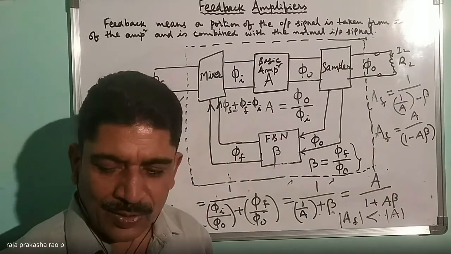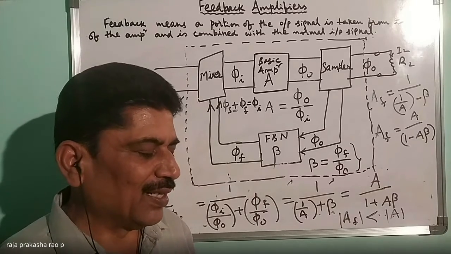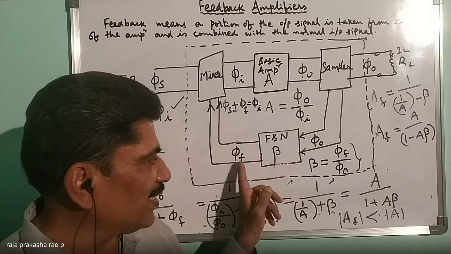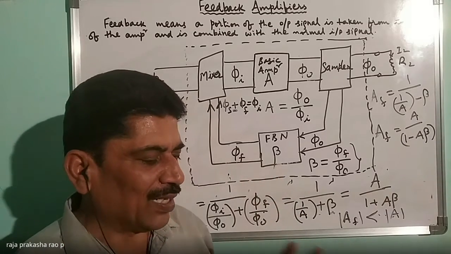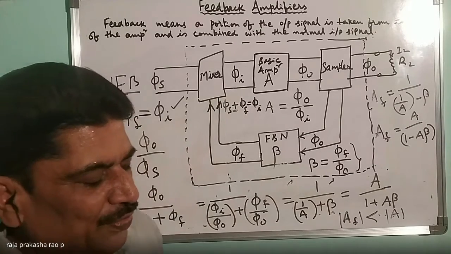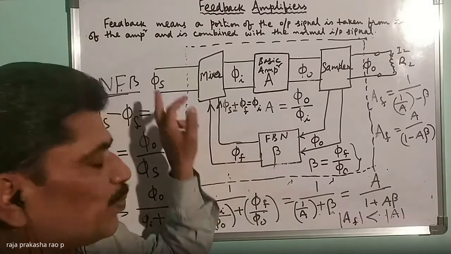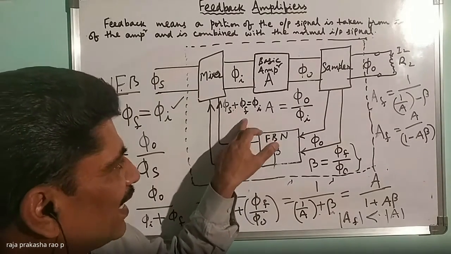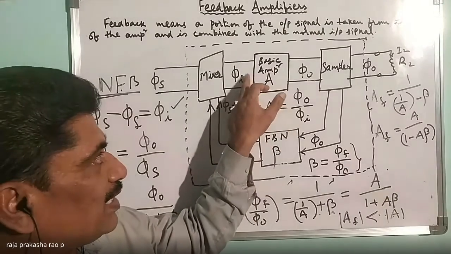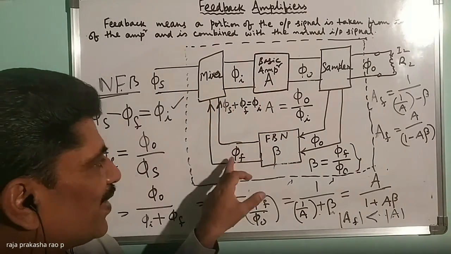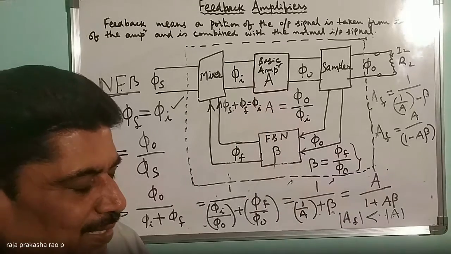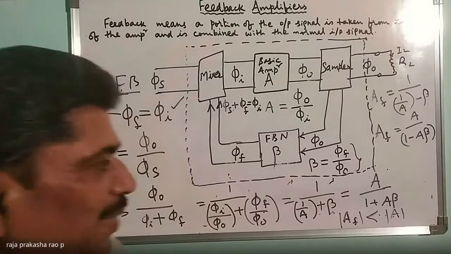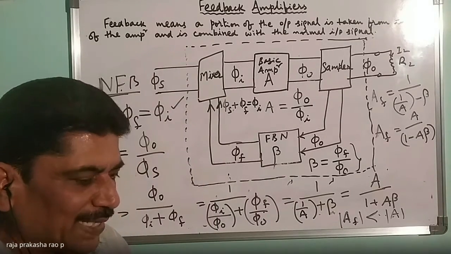Feedback means we should collect a portion of the output signal. That is done by using this feedback network. So Vf is a portion of the output signal. Now it is there in our hands. In the positive feedback, what do we do? You just add this to the input signal. So we will get Vs plus Vf equal to Vi in the positive feedback. We have derived that equation. What we got: Af is equal to A by 1 minus A into beta.